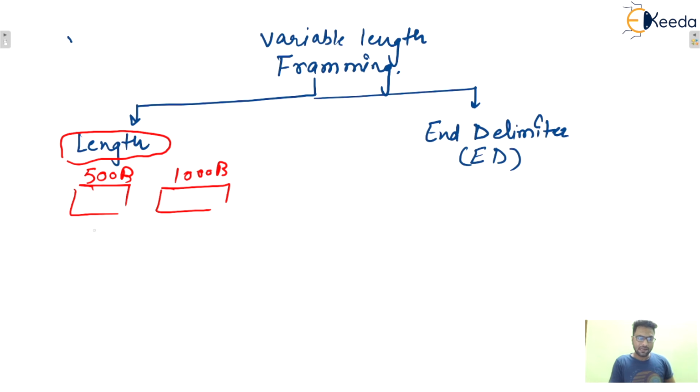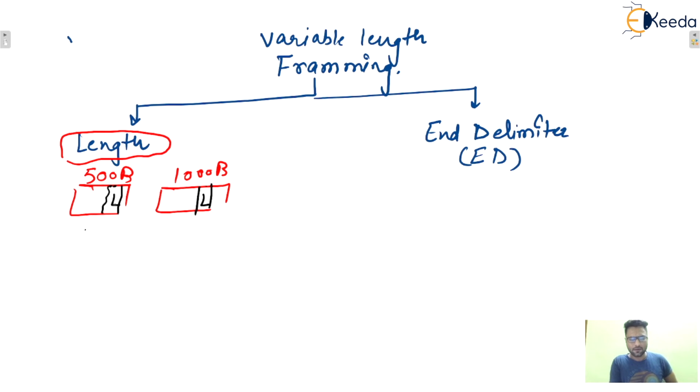But here one length field will be used. This length field will indicate the size of the frame. Let's say this is one length field. It indicates the size of this particular frame. So the receiver will understand that in the length field of this frame the value is 500. That means this frame is of size 500, so the receiver will read up to 500. I hope this is clear to everyone.